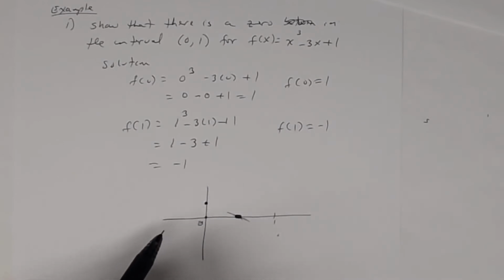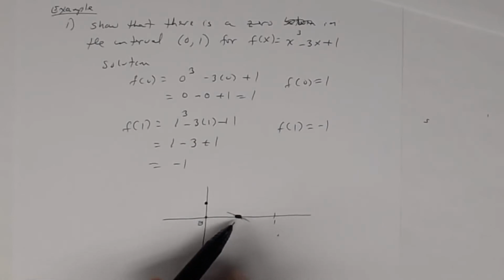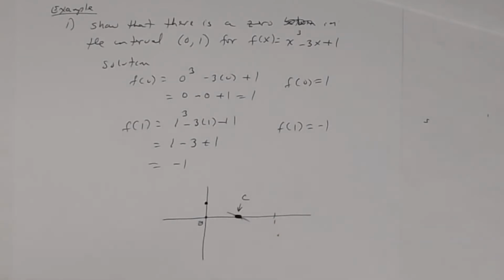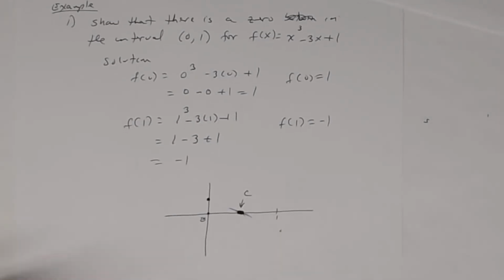Okay? So I used the intermediate value theorem to show that there is a 0 in the interval from 0 to 1. And that's going to be whatever that c is right there. All right, so that's the intermediate value theorem.